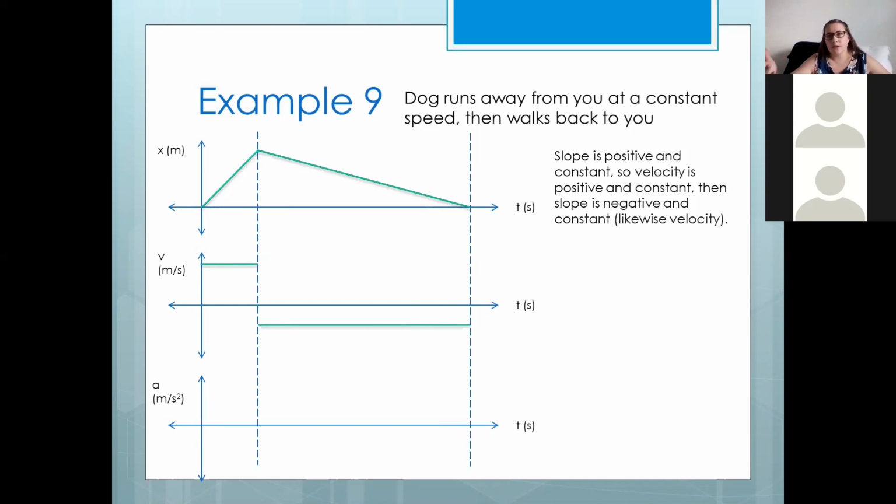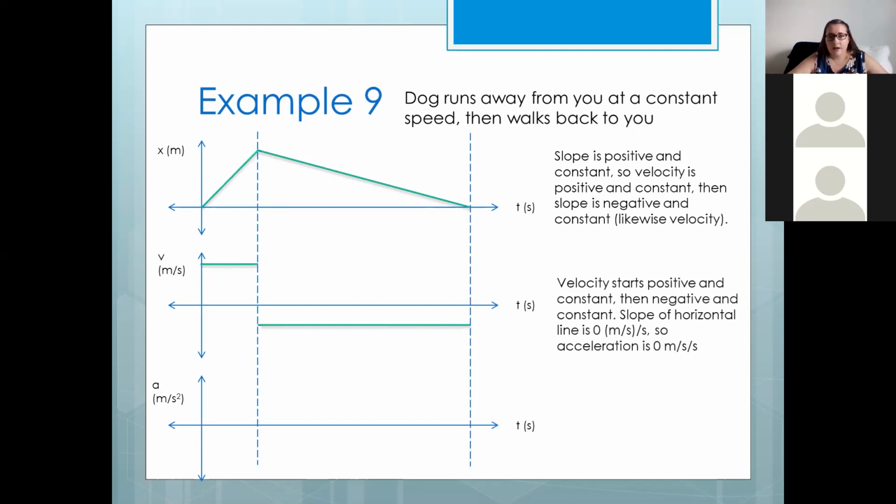But say, in the first section, you might have a slope of 2. Then the second section might have a slope of -1. Right? They're not the same magnitude, so they're not the same distance from the axis. But when we look at our velocity time graph, velocity starts positive and constant, and then it goes negative and constant. Both of those sections are horizontal lines. Well, the slope of a horizontal line is 0, so our acceleration is 0 meters per second throughout.